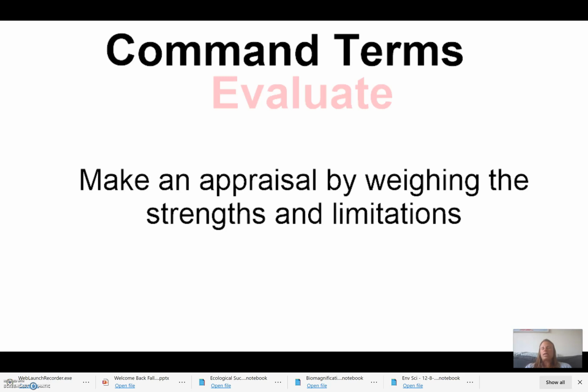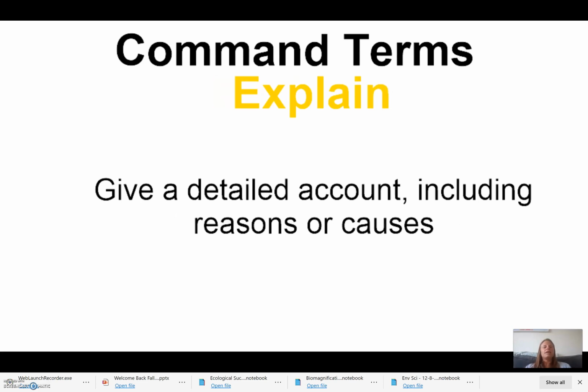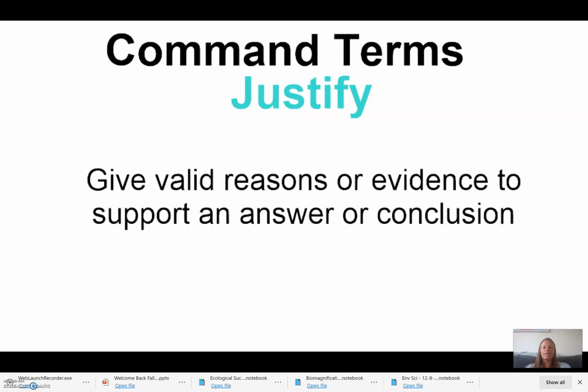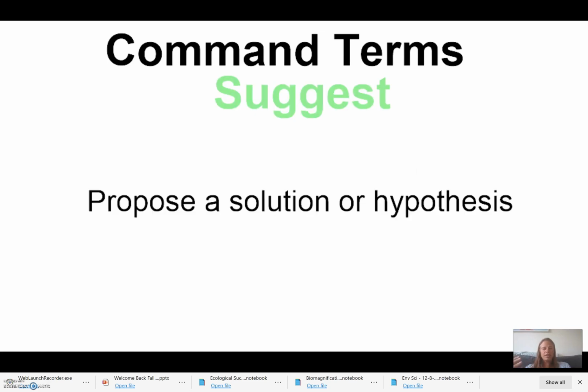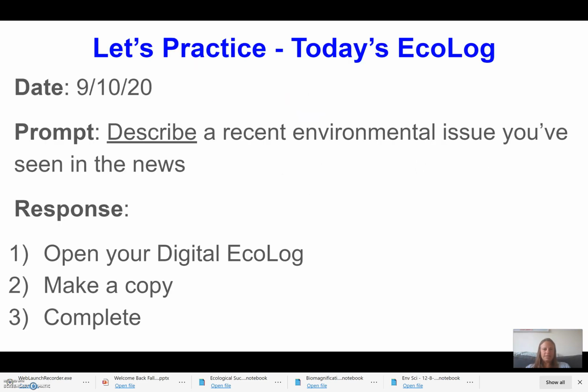Evaluate a situation, meaning make an appraisal, write out a pros and cons list, look at the strengths and the limitations given the situation. Explain, give a detailed account, including your reasons or the causes. Justify, give valid reasons, give evidence to support an answer or a conclusion. Predict, give a possible expected result, including evidence. Predictions are an essential component involved in experimental design, which is where we're headed next. Suggest, propose a solution or a hypothesis.